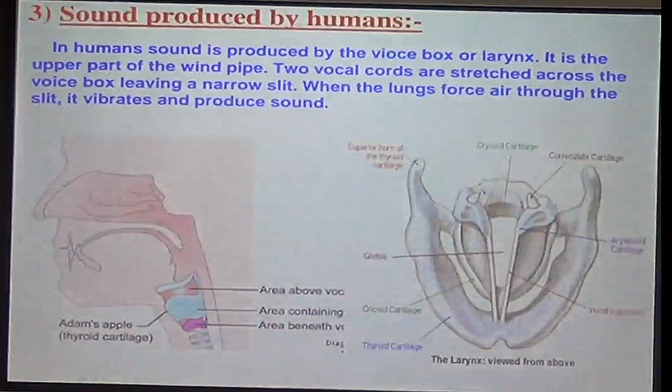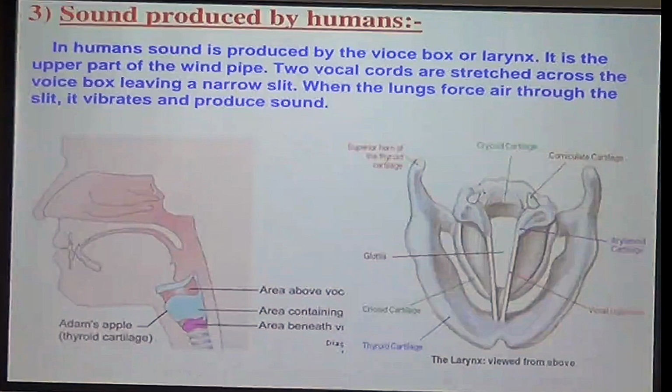In humans, sound is produced by the voice box, also known as the larynx. When we are speaking, the sound is produced due to vibration of the vocal cords. It is the upper part of the windpipe. Two vocal cords are stretched across the voice box, leaving a narrow slit. When the lungs force air through the slit, they vibrate and then they produce sound. So that is how the sound is produced in humans.